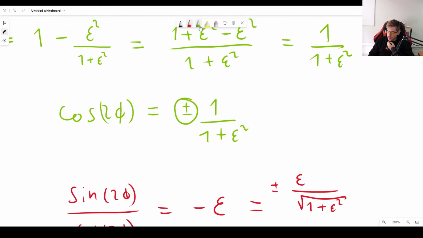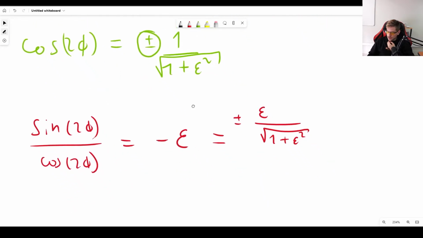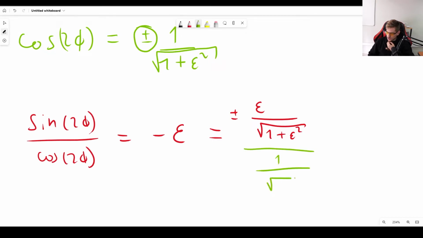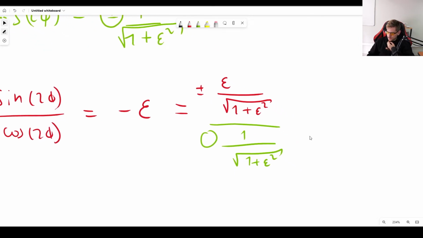And from what we're seeing here, I need a square root here, by the way. And what about cosine of 2 phi? Well, cosine of 2 phi, we would have 1 divided by square root of 1 plus epsilon squared. And then something in front, right? Either plus or minus, or minus or plus. So if we do this, this cancels out with this, and we end up with plus or minus epsilon.